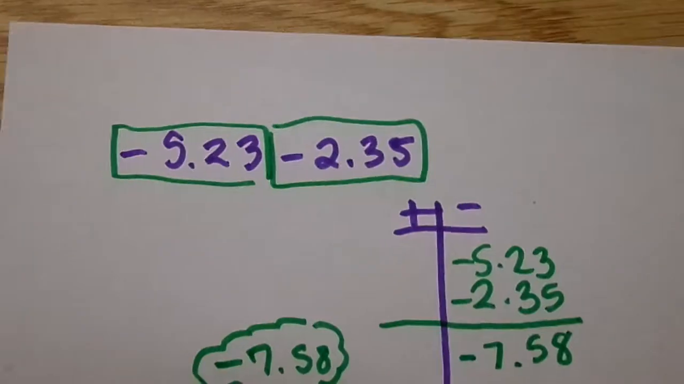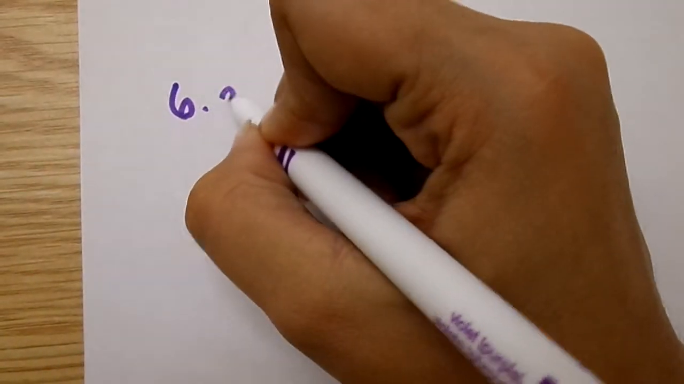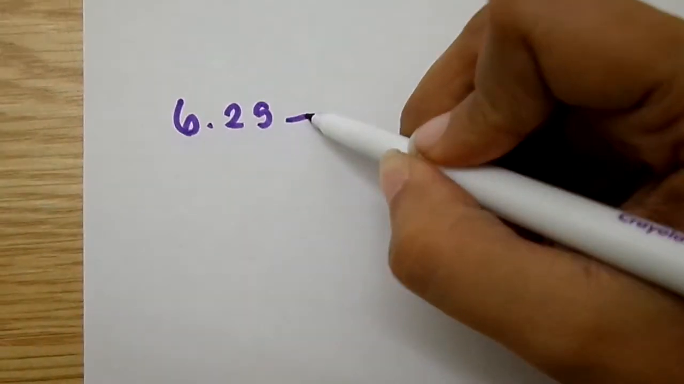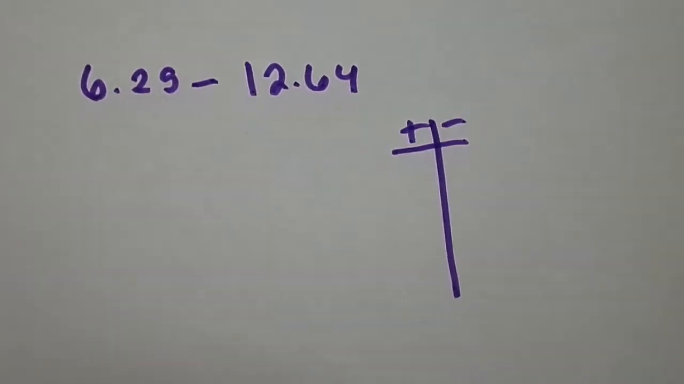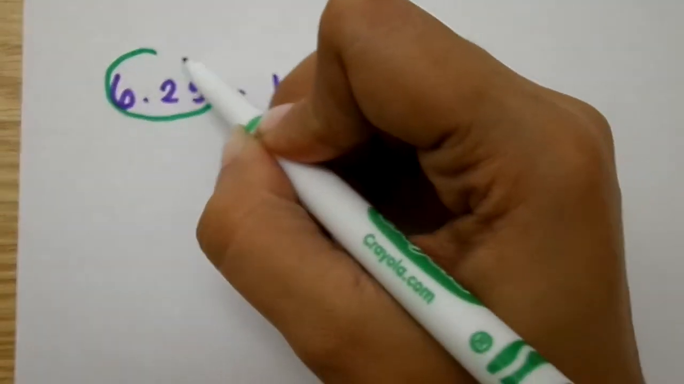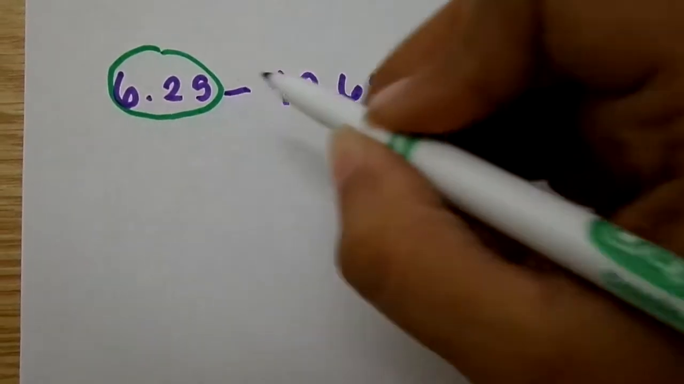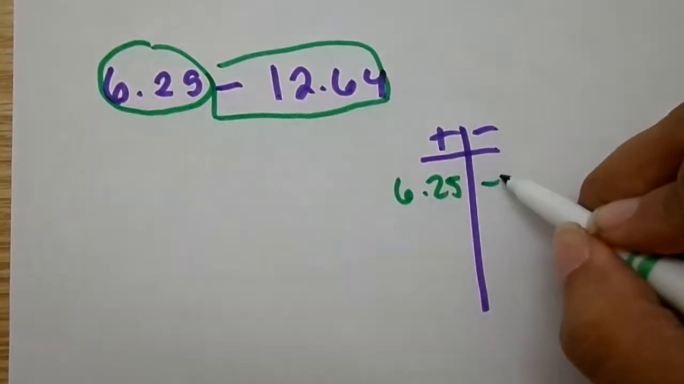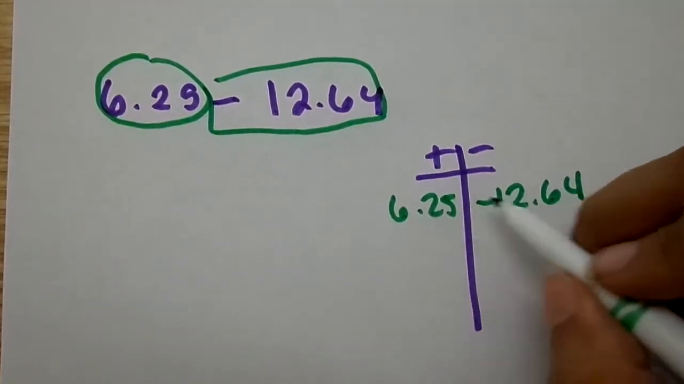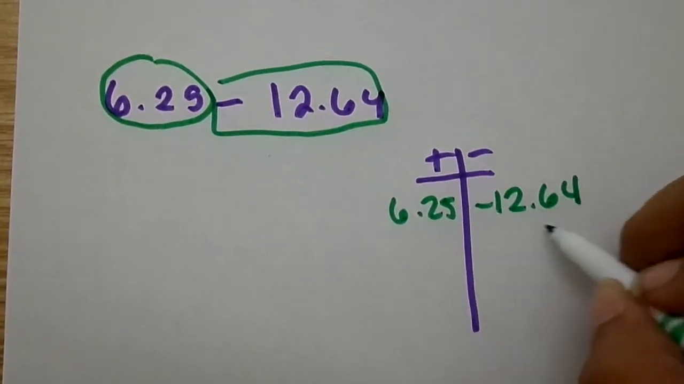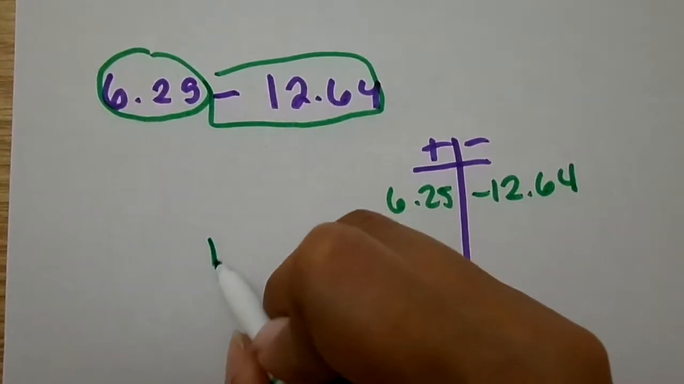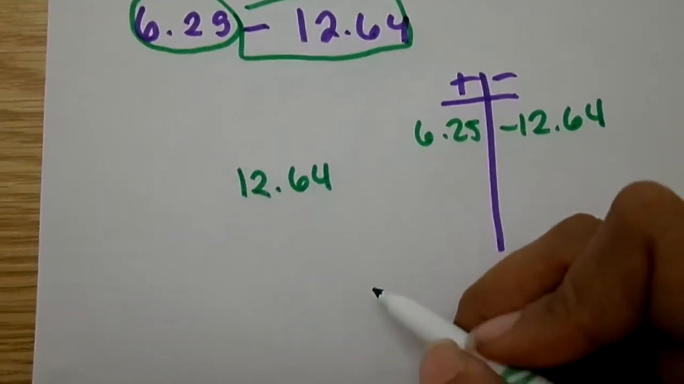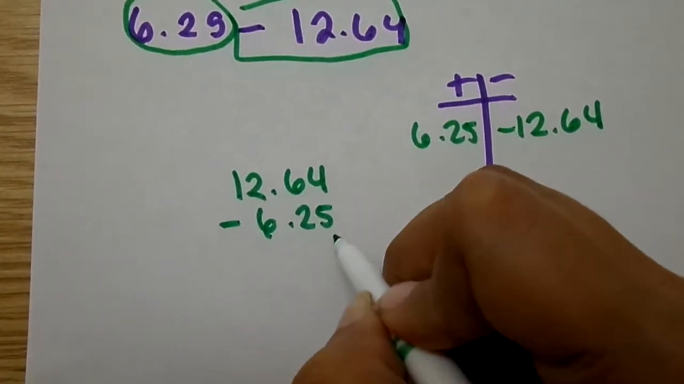Okay, so for example 2, we're going to start off with a positive number and subtract a negative number. So if I have 6 and 25/100, subtract 12 and 64/100, I'm going to complete my term chart. I have 6 and 25/100, which is positive, and I have a -12 and 64/100. Since the signs are different, I'm going to subtract, but when I subtract, I have to make sure I put the number with the larger value on top. 12.64, subtract 6 and 25/100.